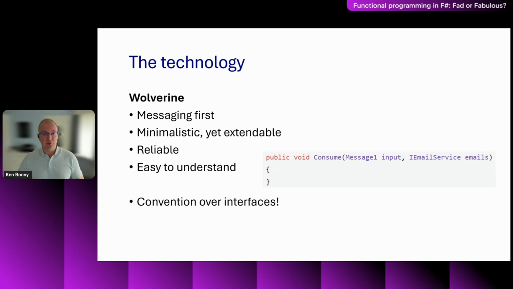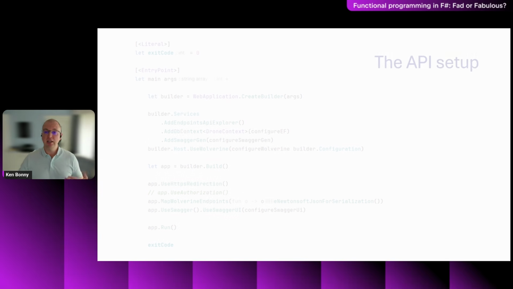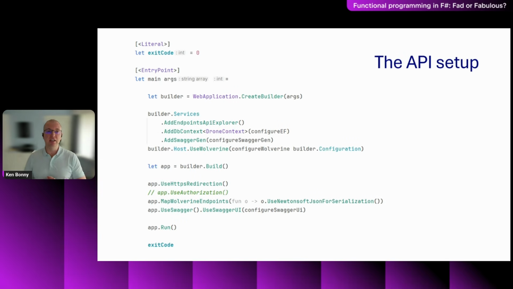So now that we know which technology we'll be using, let's dive into the setup of the API. And we'll go through this from top to bottom. And the first thing that we're noticing over here is that I'm defining an exit code. I'm using the let keyword to define both values and functions. And here we're defining not just any value, but we're defining a constant. And this is because we put the literal attribute on top of it.